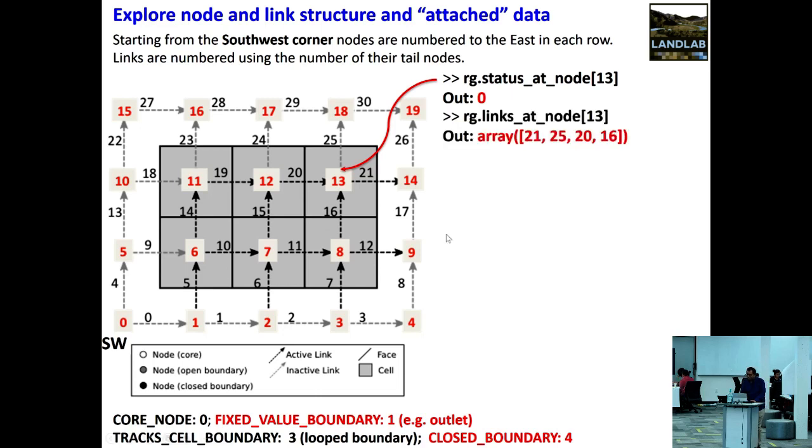And we can query the links that are attached to a certain node using links at node. We can also look at the directions. So the direction of the link is positive if it's leaving. If this node is the head node of the link, it is negative if it's the tail node of a link. So for link number 21, node ID 13 is the tail node, and the direction is negative.